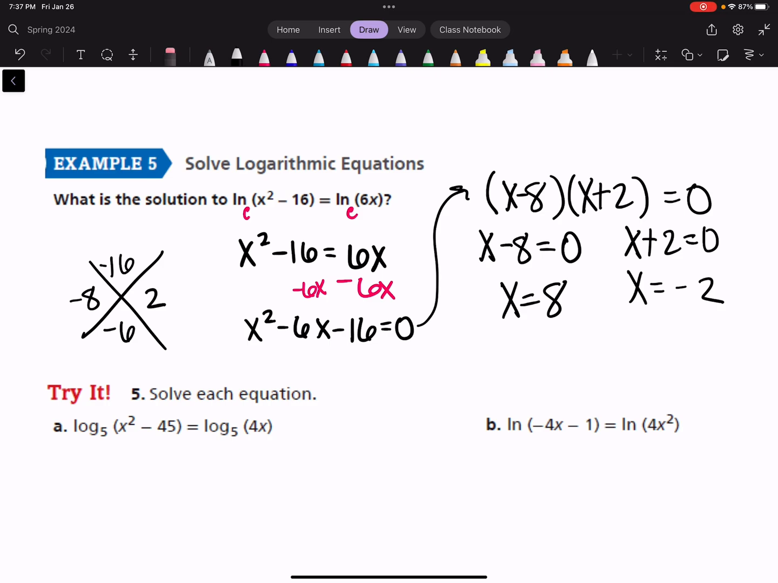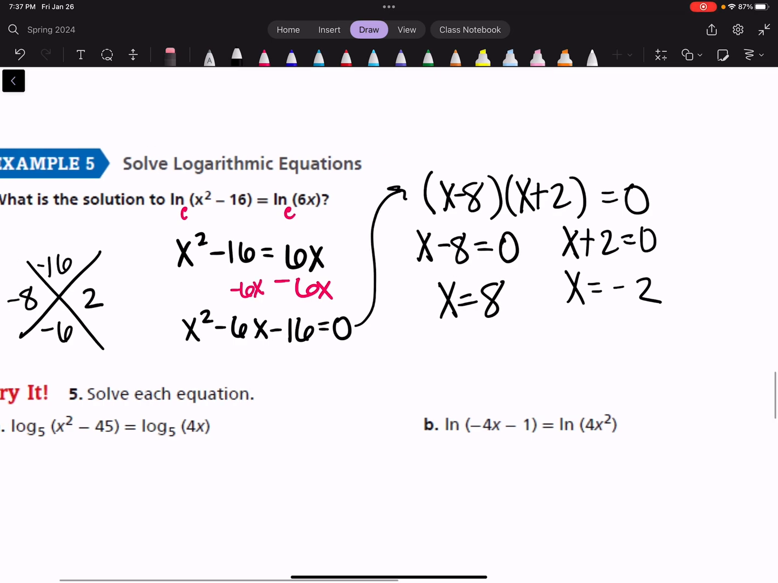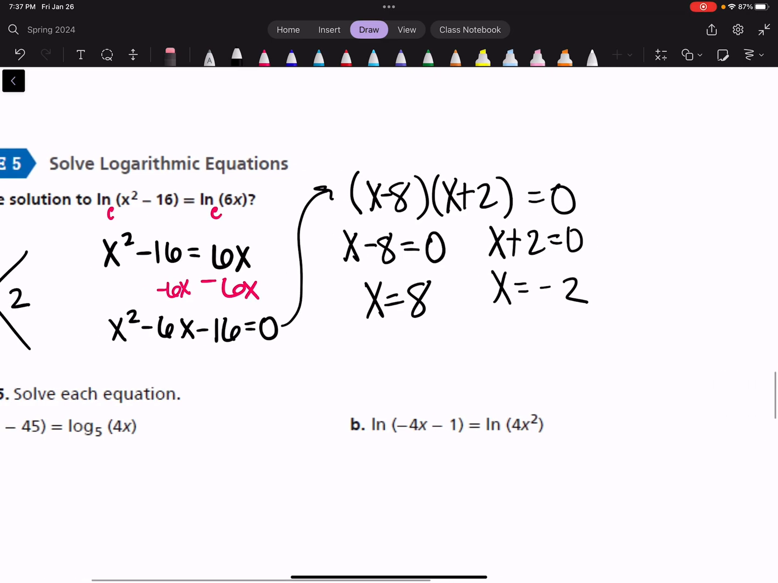Right. So now looking at my two possible solutions, I want to think of any extraneous solutions. If I were to plug either 8 or negative 2 back into my original equation, I have to consider any negative arguments that we get, because in a logarithmic equation or expression, we can't have any negative arguments. So if we think about plugging 8 back into our equation, 8 squared would give me a positive number, minus 16 is still positive. 8 times 6 would give me a positive 48 as an argument. So 8 checks out as a solution.